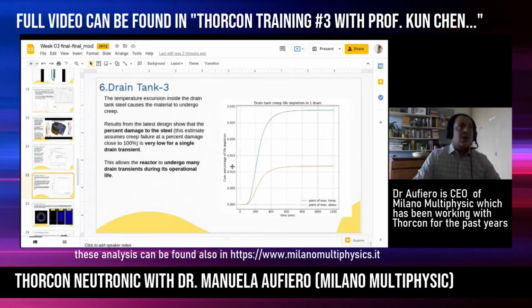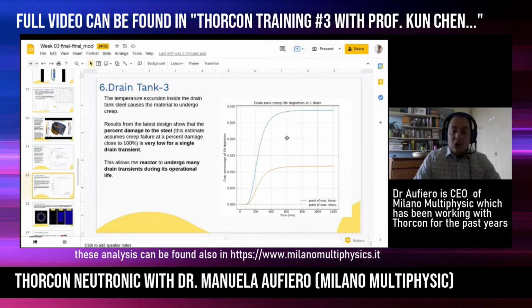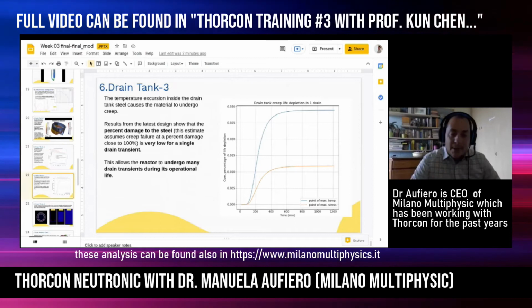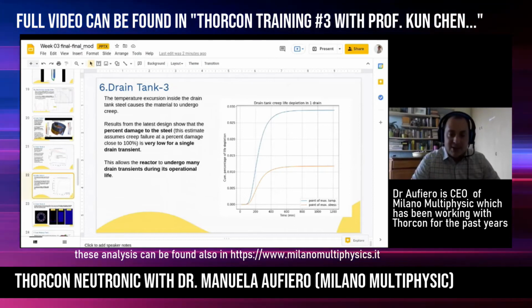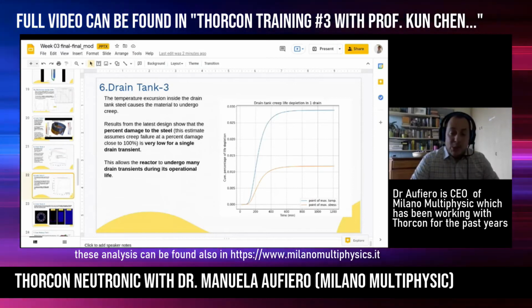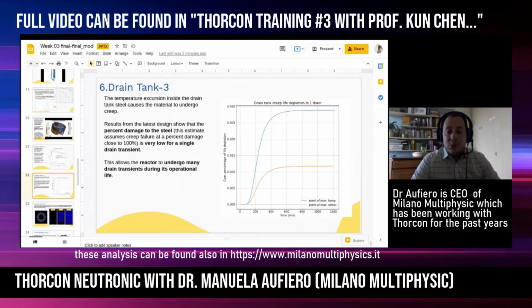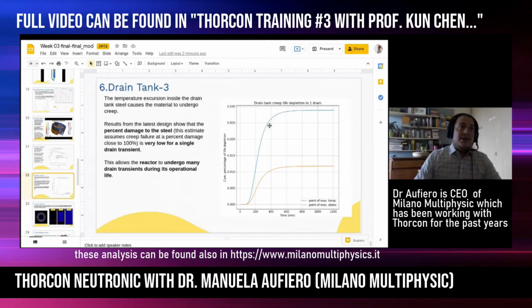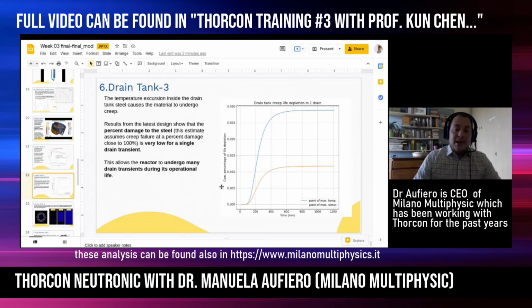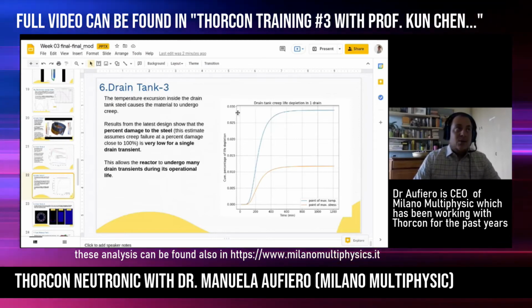The calculation of the creep lifetime is done based on an available correlation for the creep that relates the maximum stress, or the von Mises stress, and the temperature. The creep is calculated both in the position where the stress is maximum and the position where the temperature is maximum. And we see that in any relevant scenario, the creep damage in the drain tanks is relatively mild, well below 1% of life.